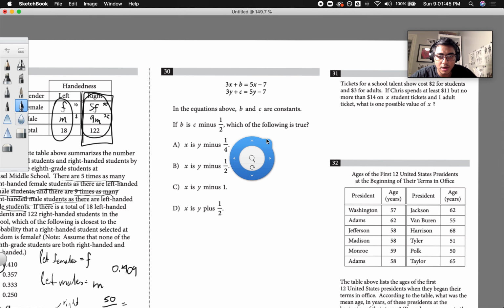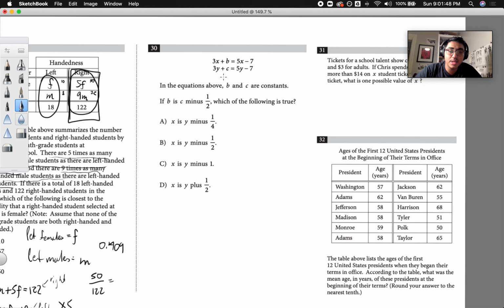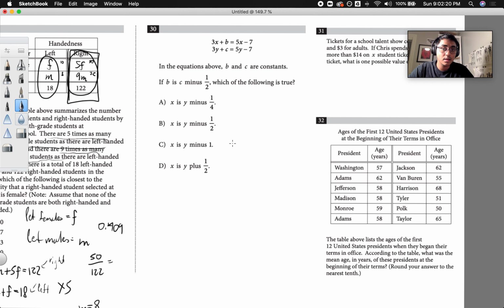All right, 30. In the equations above, B and C are constants. If B is C minus 1/2, which of the following is true? All right, so we have 4 variables and 2 equations. Just given the nature of this problem, we should be able to simplify these 2 equations so there's only 2 variables and 2 equations. And they guide us with this first step, which is B is C minus 1/2. So we can just get rid of B, and we're only left with 3 variables, C, X, and Y.